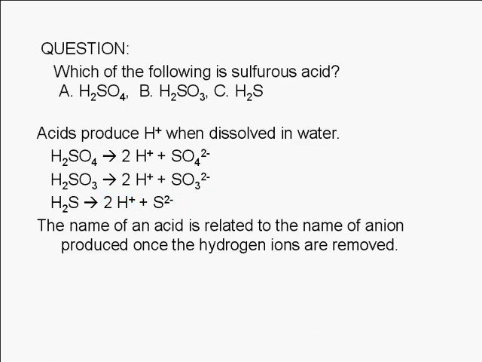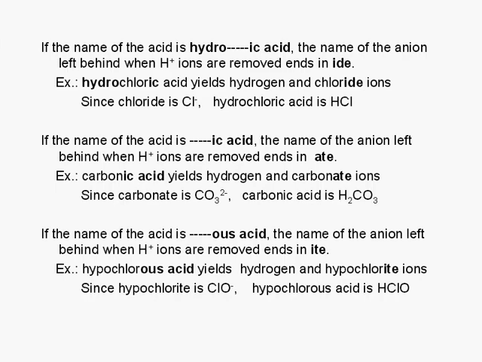The name of an acid is related to the name of the anion produced once the hydrogen ions are removed. In general, if the name of the acid starts with hydro and ends with ic acid, the name of the anion left behind when hydrogen ions are removed ends in "ide." For example, the anion left behind when hydrogen ions break off from hydrochloric acid is chloride.